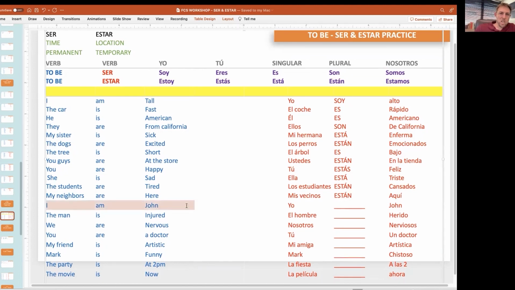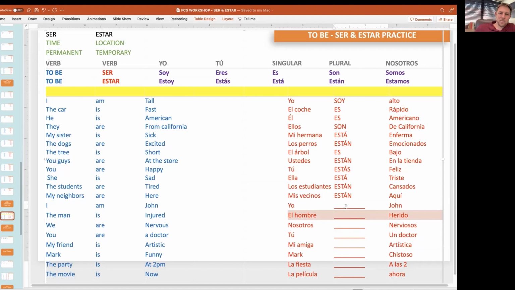Let me see any other ones. I am John. Okay, that's permanent. Yo soy John. The man is injured, temporary. El hombre está herido. We are nervous, temporary. Nosotros estamos nerviosos. You are a doctor, permanent. Tú eres un doctor. My friend is artistic. Mi amiga es artística. Mark is funny. Mark es chistoso.